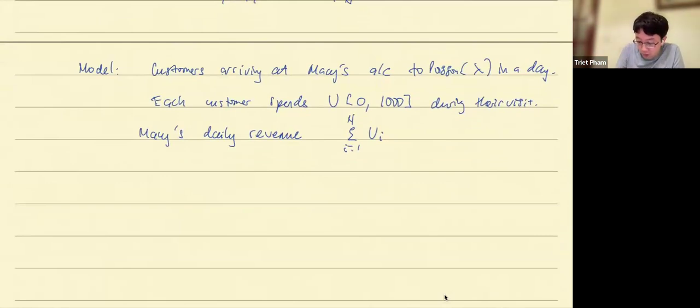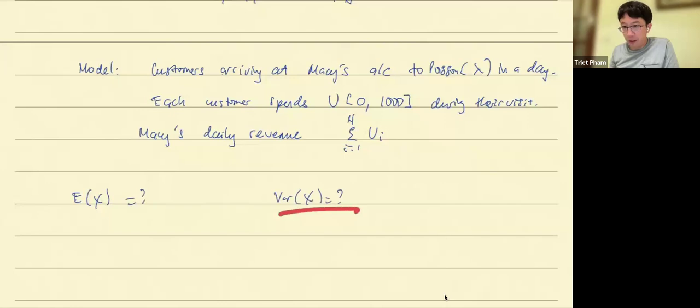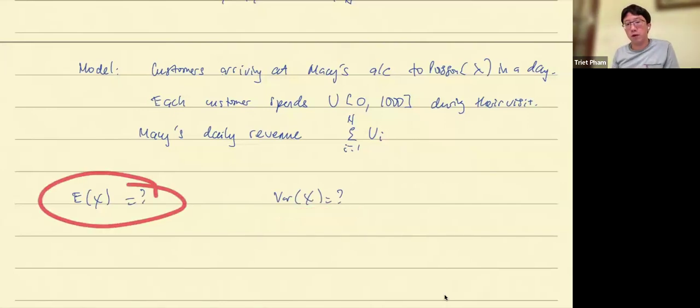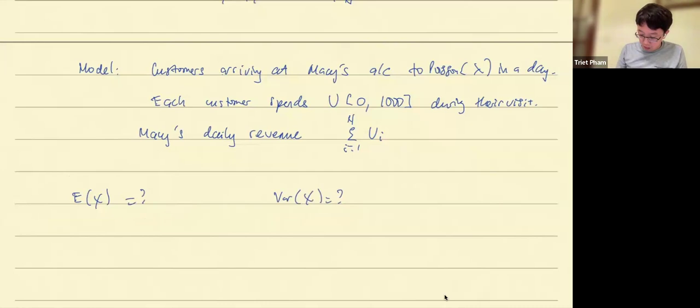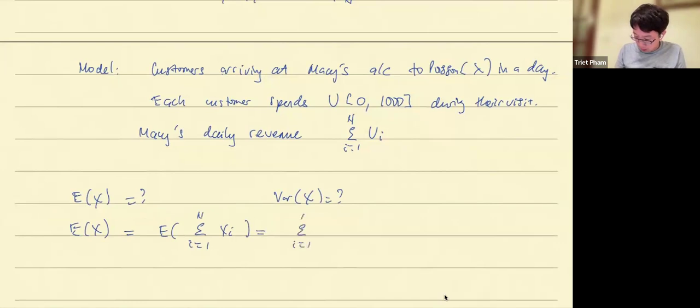Okay. Anyway, so what do we want to do with the compound random variable? Well, we want to compute its expectation and its variance. So we'll leave this for later. Let's focus on this for now. So the expectation of this will be the expectation of the sum. So first of all, let's ask: by linearity, this is the formula. Is that correct?